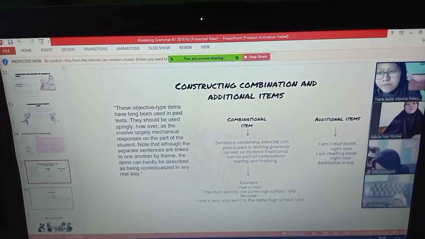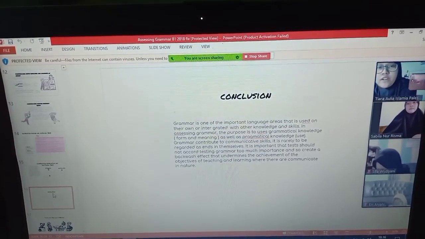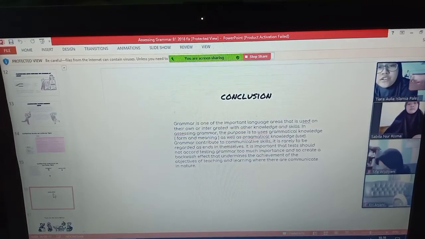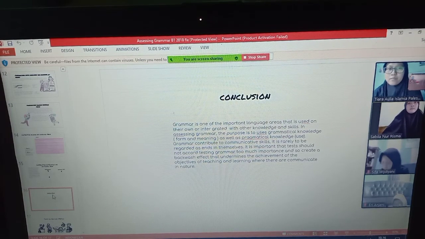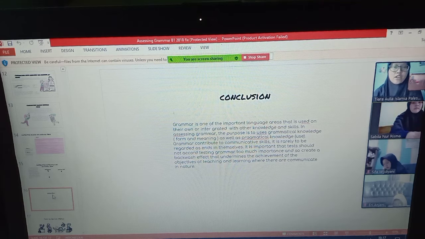In conclusion, let me sum up the main points. Grammar is one of the important language areas that is used on its own or integrated with other knowledge and skills. In assessing grammar, the purpose is to test the use of grammatical knowledge, form and meaning, as well as pragmatic knowledge or use. Grammar contributes to communicative skills and is rarely regarded as an end in itself. It is important that tests should not give testing grammar too much importance and so create a backwash effect that undermines the achievement of the objectives of teaching and learning, which are communicative in nature.